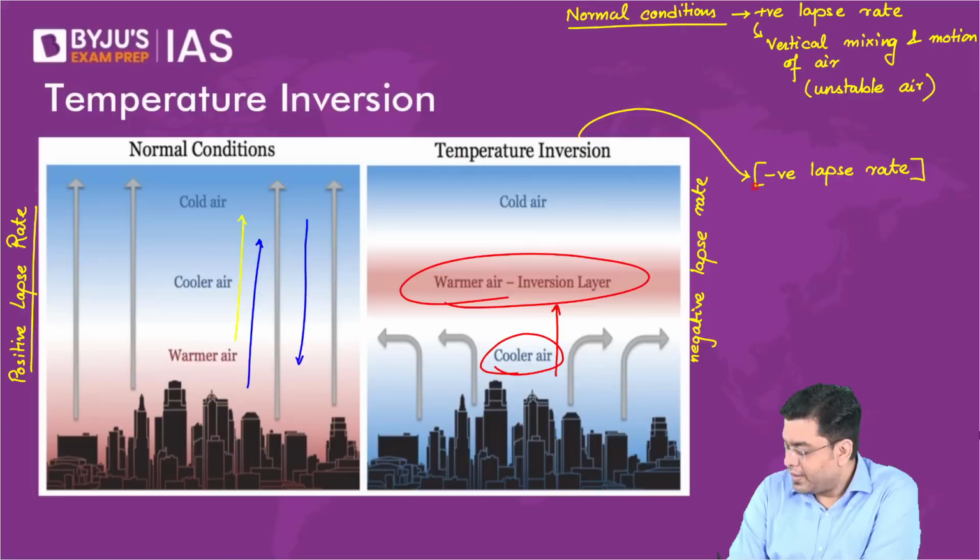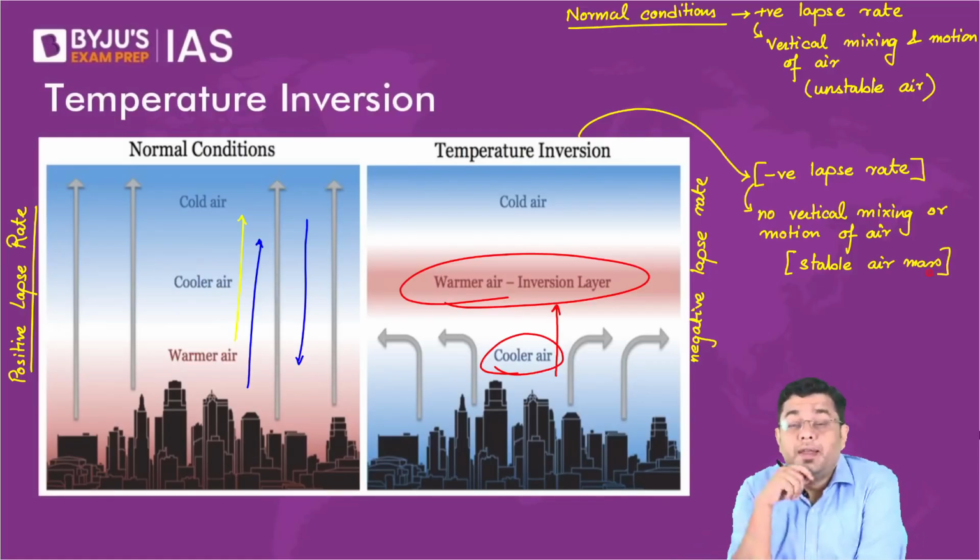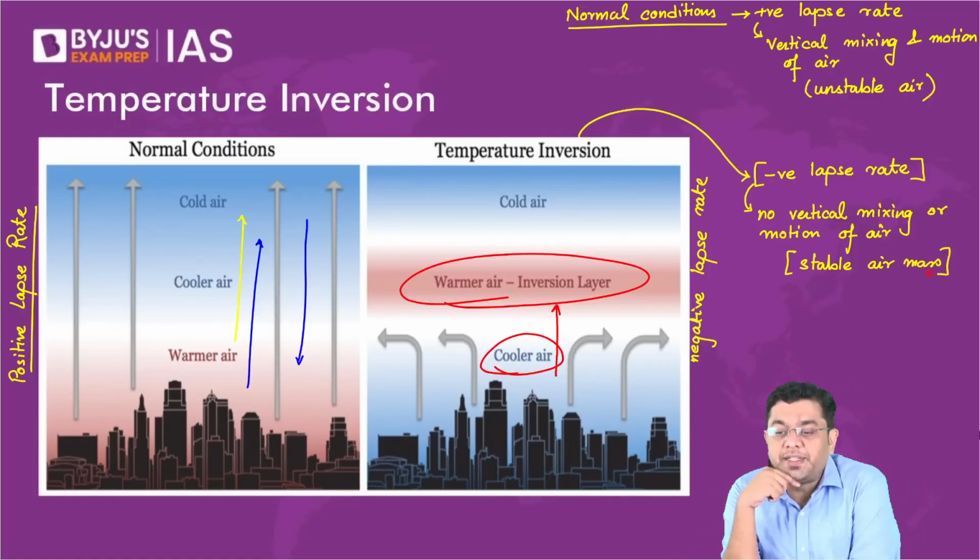We'll talk about it. So here, negative lapse rate means no vertical mixing or motion of air. This is when we talk about stable air. Now, when you have air which is stable, in that condition, what will happen? There is no vertical mixing.